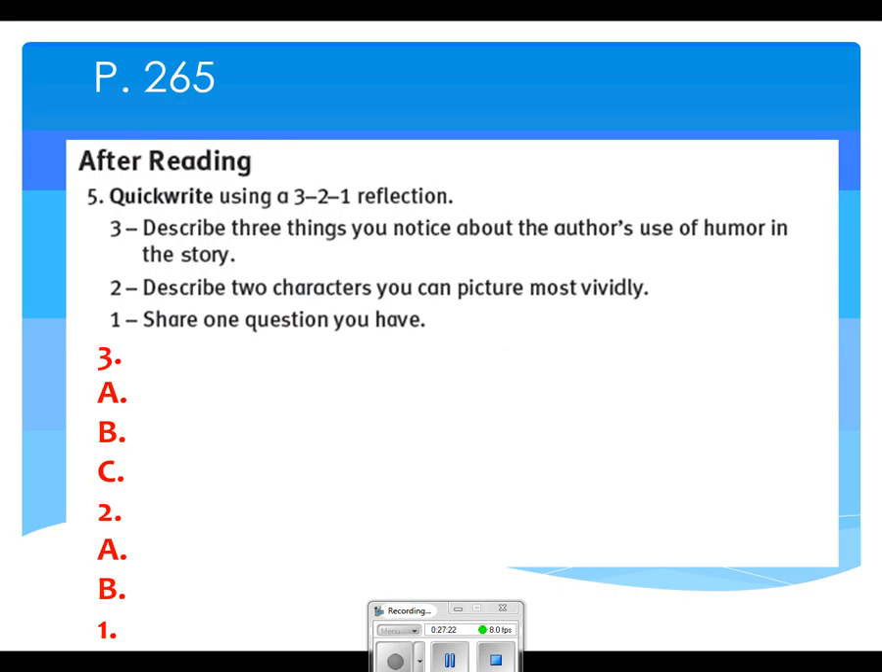When you're ready for it, step 5 is what we're going to be concluding with. Step 5 is asking you to do something called a 3-2-1 reflection. So if you take a look on the screen, go ahead and copy down that number and letter series, and then I'll explain why it's written there for you. So we've got 3, A B C, 2, A B, and 1.